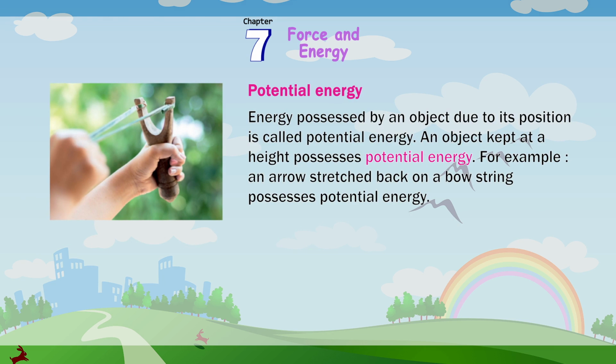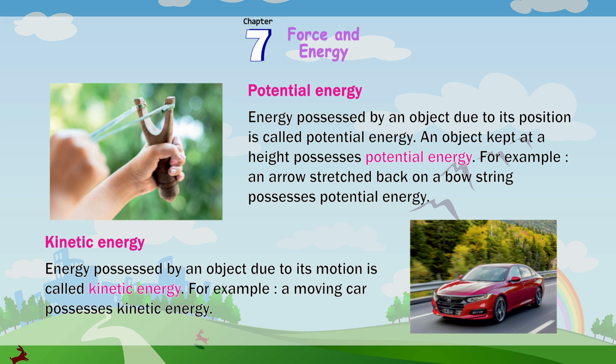Potential energy. Energy possessed by an object due to its position is called potential energy. An object kept at a height possesses potential energy. For example, an arrow stretched back on a bowstring possesses potential energy. Kinetic energy. Energy possessed by an object due to its motion is called kinetic energy. For example, a moving car possesses kinetic energy.